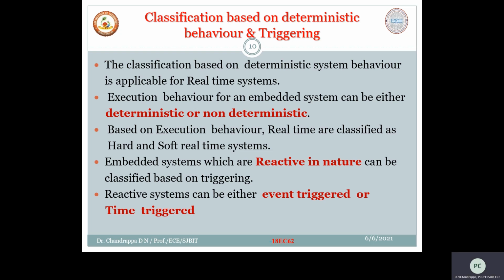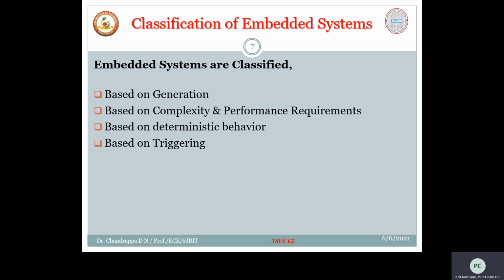So in embedded systems, based on generation, there are first generation, second generation, third generation, fourth generation. Based on complexity and performance, they are small, medium and large. Then based on deterministic behavior, it is hard real time or soft real time. Based on triggering, it is time triggering or event triggering. These are the classifications.